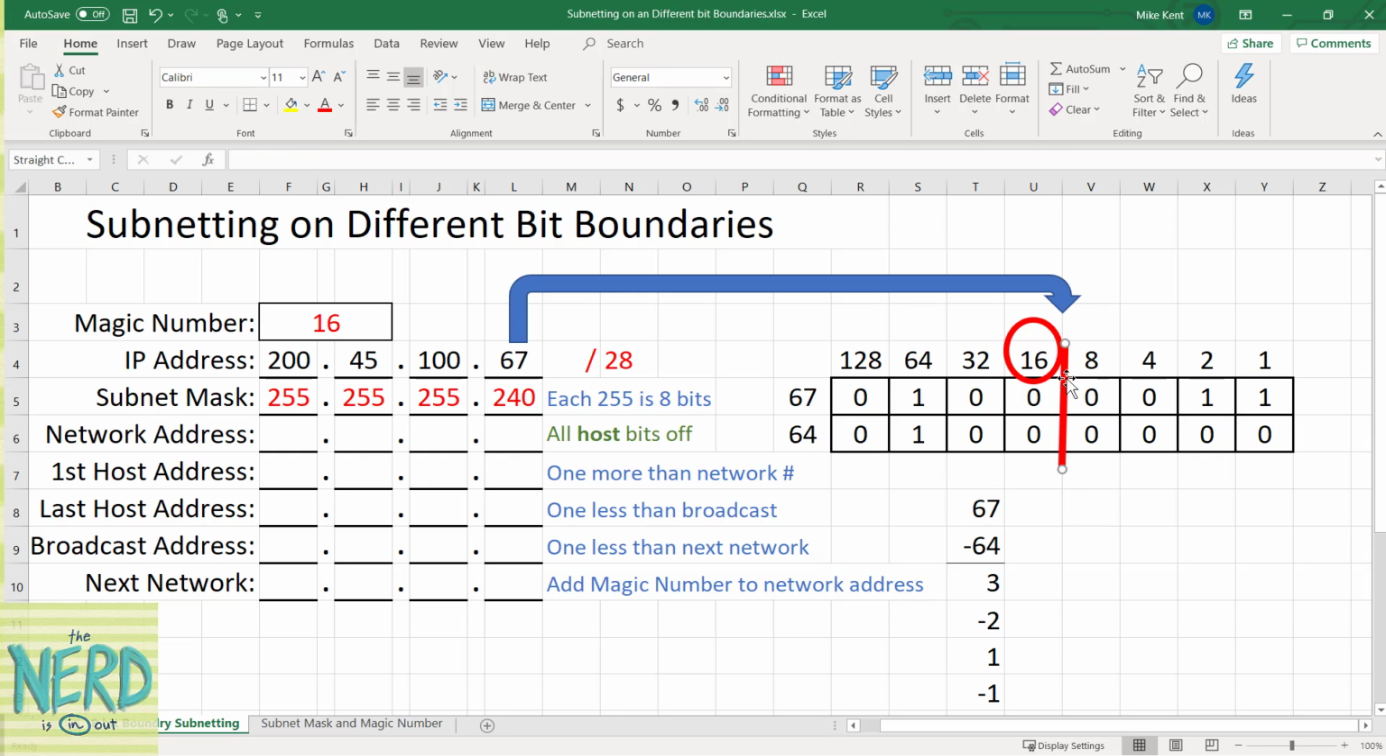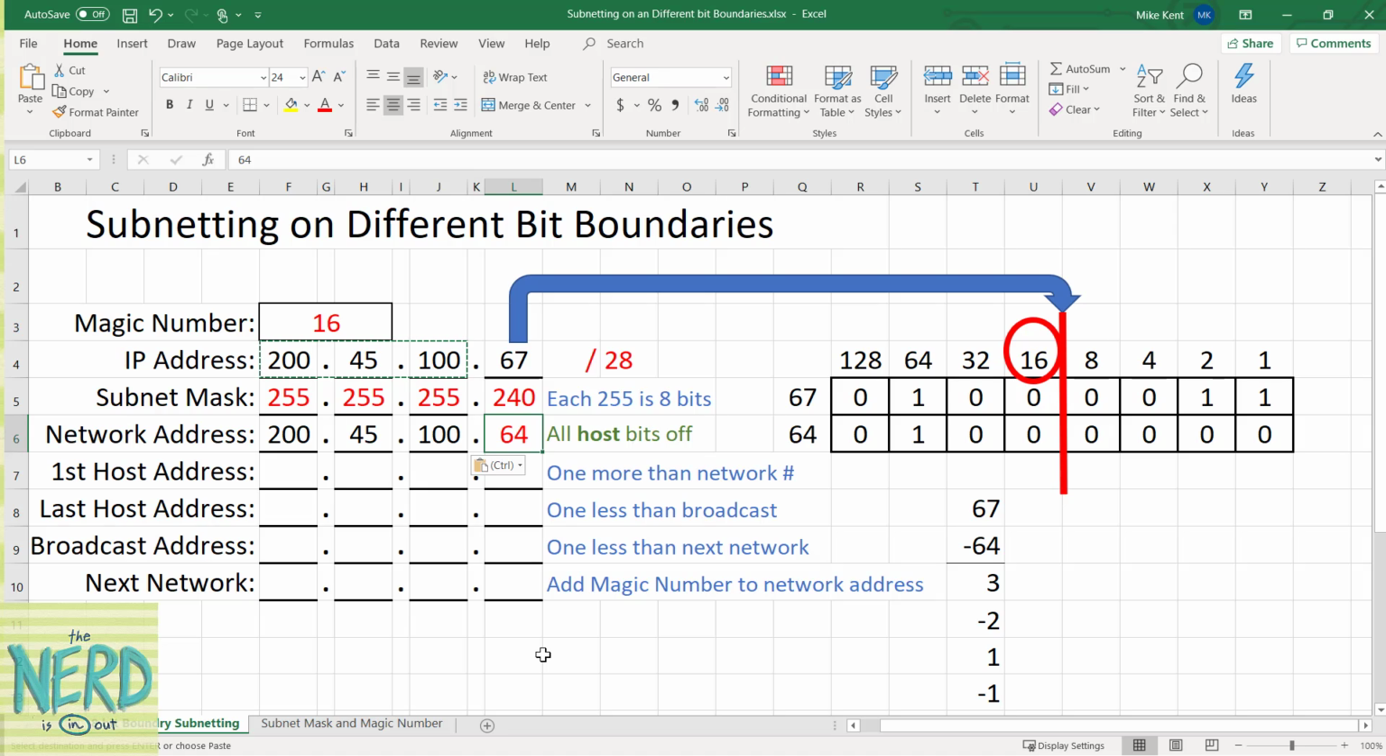Once your subnet mask tells you where the dividing line is between, where do we divide it? Between network bits and host bits. Once we know that, we map out the binary of the IP address and just turn off the host bits. So we're on network 64. So that's the first thing I needed to know. I needed to know that I was on network 64. So the network for this computer is 200.45.100.64. It's computer number 67 on network 64.